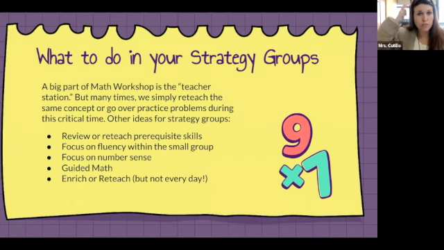You could also focus on fluency in the small group. And I wouldn't recommend doing this every single day, but it is something that would be helpful, maybe once a week or every 2 weeks, to meet with strategic groups to work on fluency.